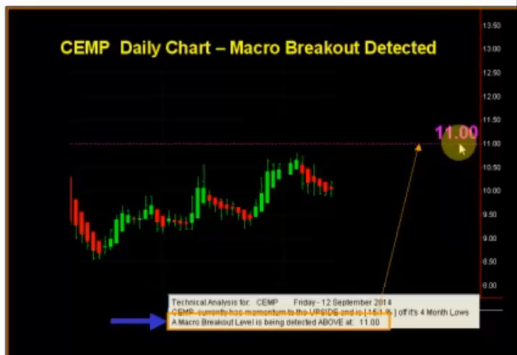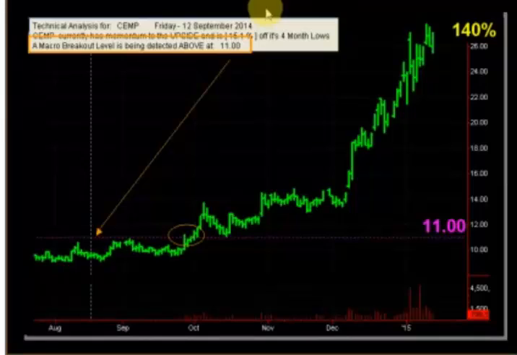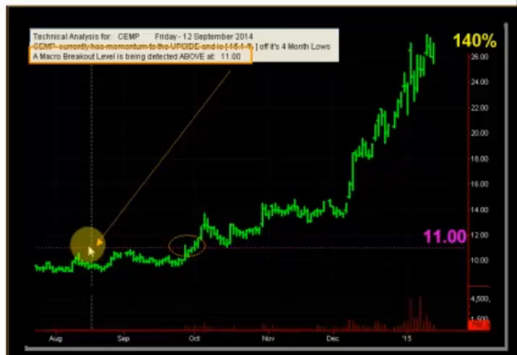That's your reference point. Now again, you could swing trade in here. There might be a little shallow pullback here, another shallow pullback, but the big move occurs after the breakout. Okay, here's where it was generated.